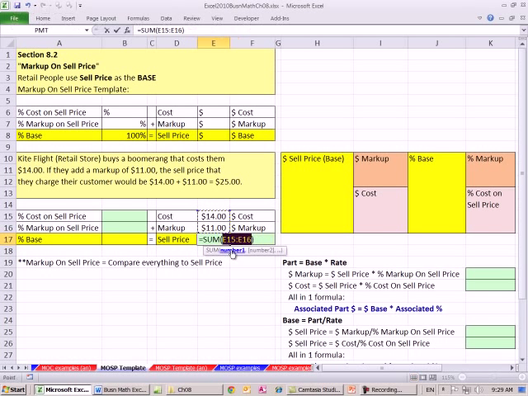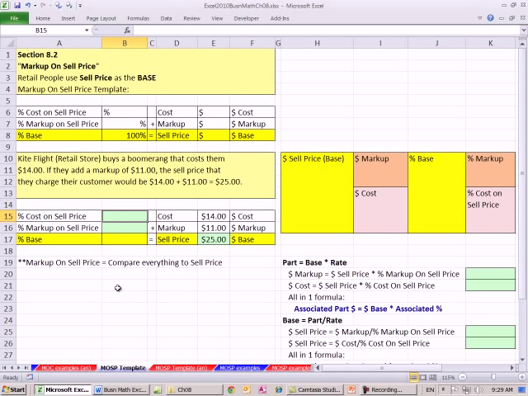Alt equals is the keyboard shortcut for auto sum. So 25 bucks. That's the base. Now, what is our percentage cost on sell price and percentage markup on sell price? Notice both of these are comparing a dollar amount cost to the base, sell price, and the dollar amount for markup compared to the base sell price.